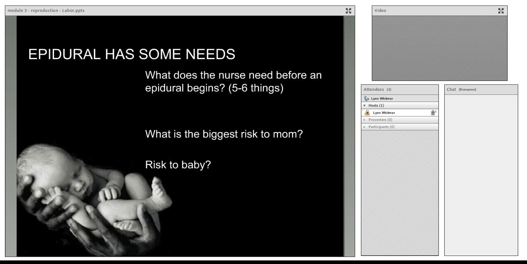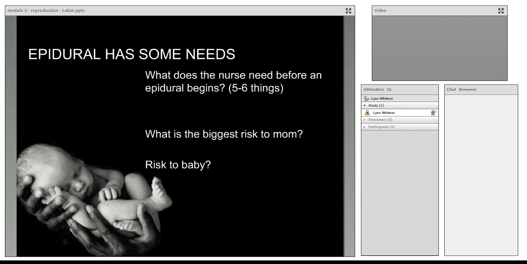So if she opts for an epidural, what are some things that the nurse needs to do before an epidural begins? Well, number one, we have to have an order on the chart. This is anesthesia. It's very benign in our field. We give it a lot. I shouldn't say it's benign. We've become rather complacent because we give it so often, but there has to be an order.